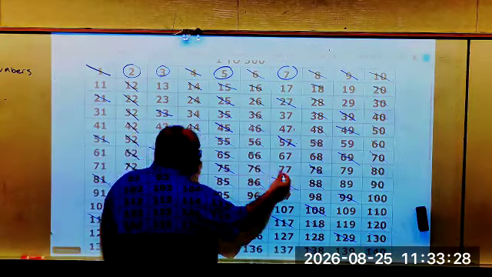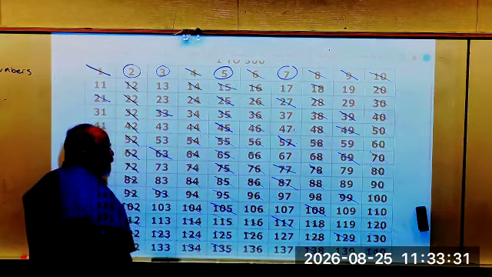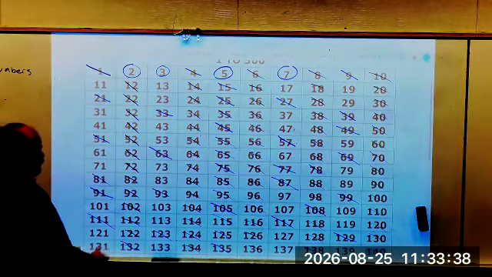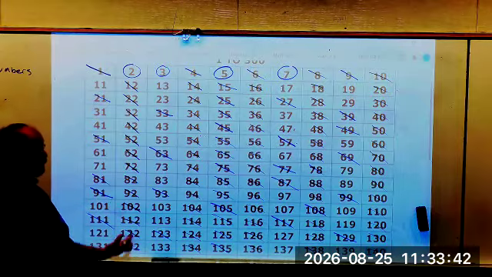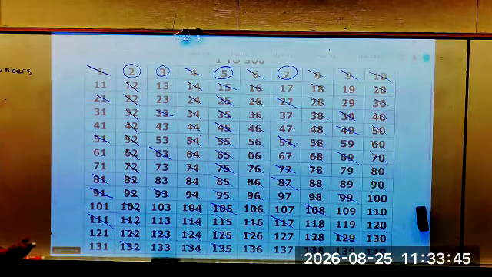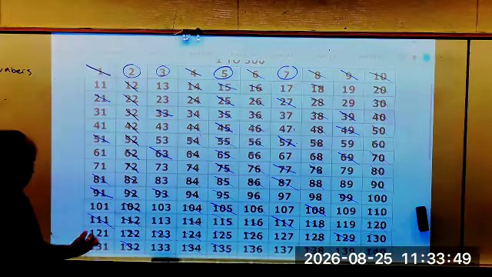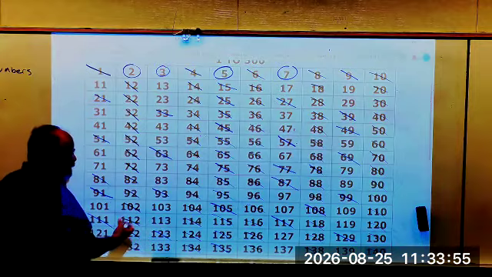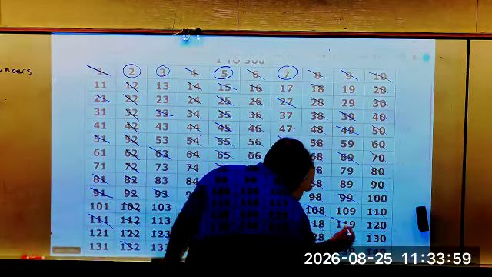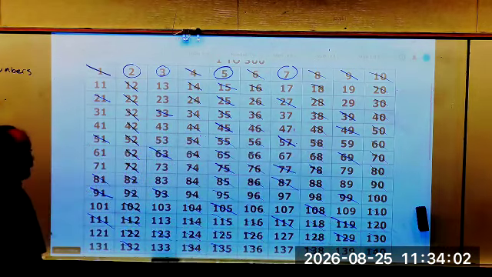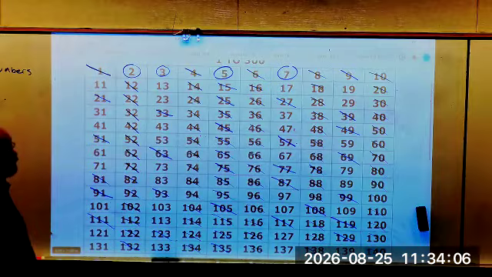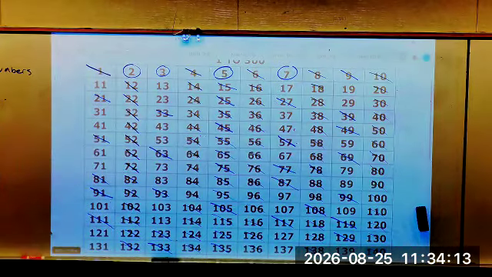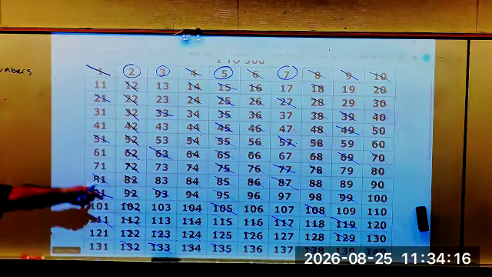7 times 11. 12 is even. 7 times 13 is 91. 14 is even. 7 times 15, 15 is a multiple of 3, so it's not going to work. 7 times 16 is even. 7 times 17 would be a 49 and a 70, that's 119. 18 is even. 7 times 19 would be 63 and 70, so that's 133. And then if you add 7 more, we'd be at 140.